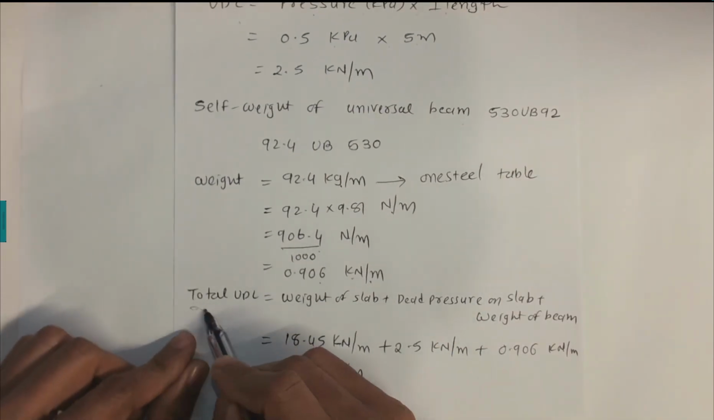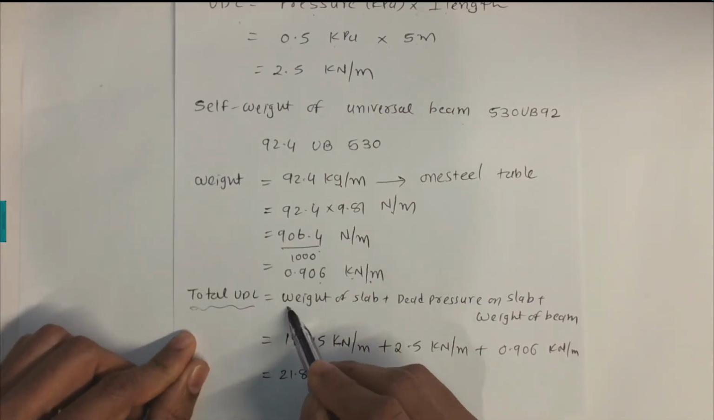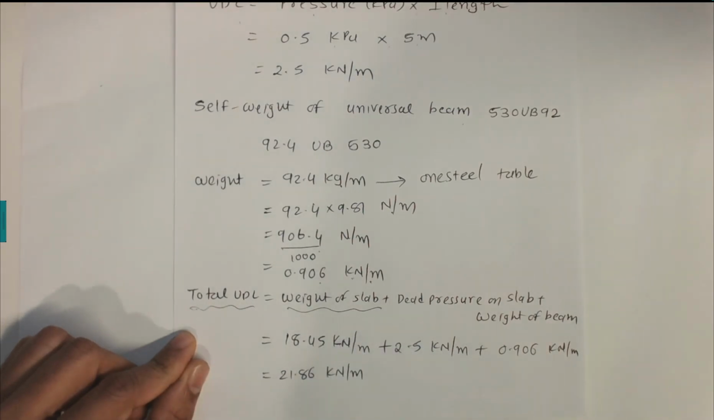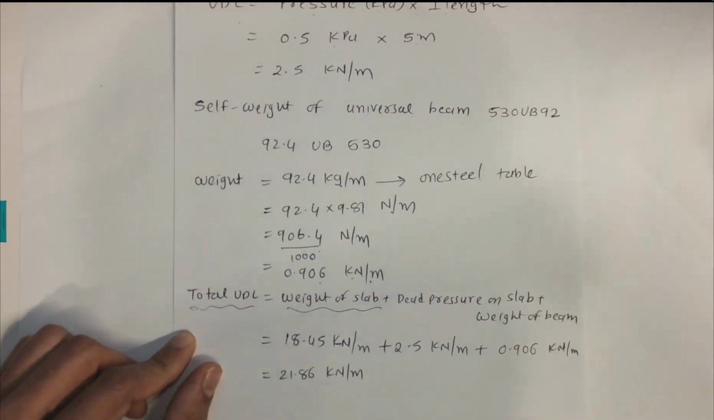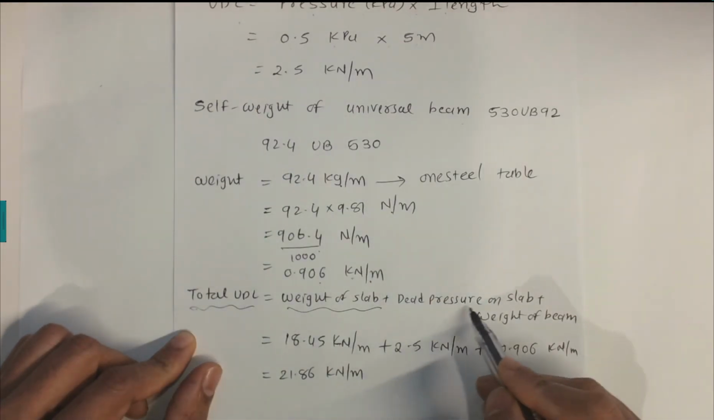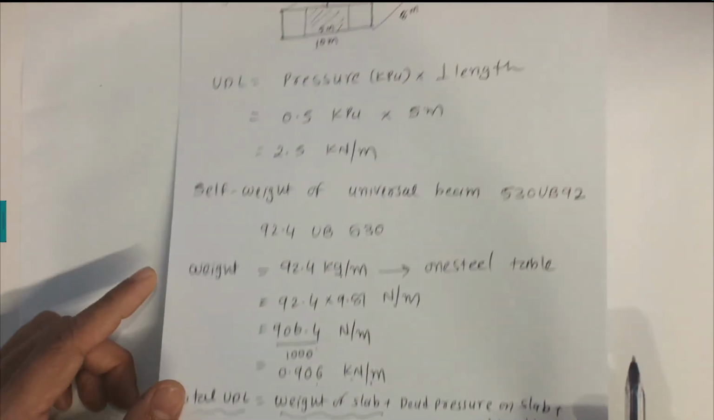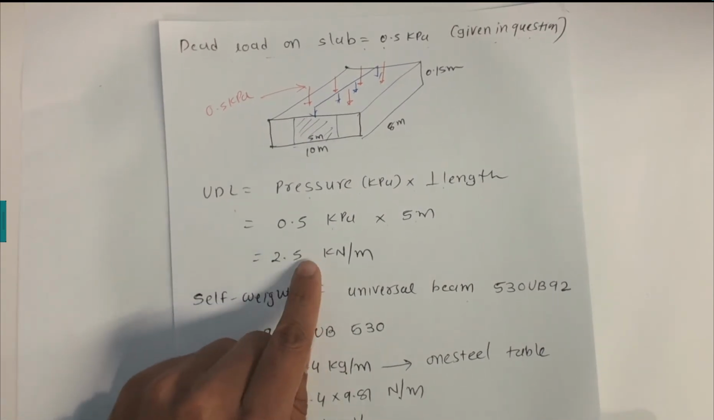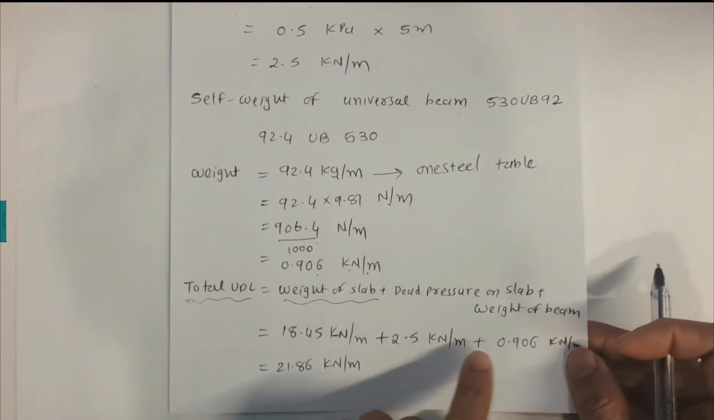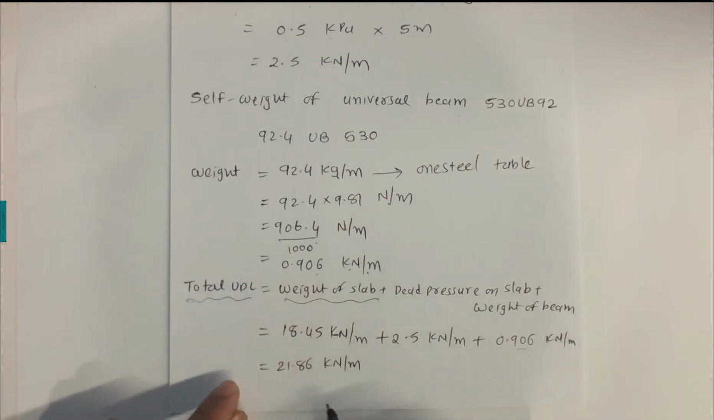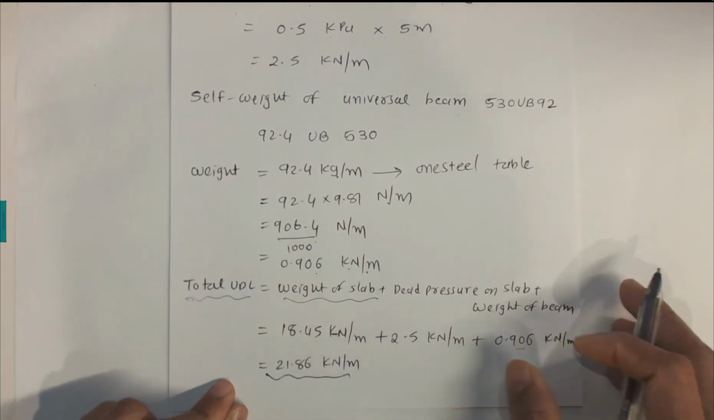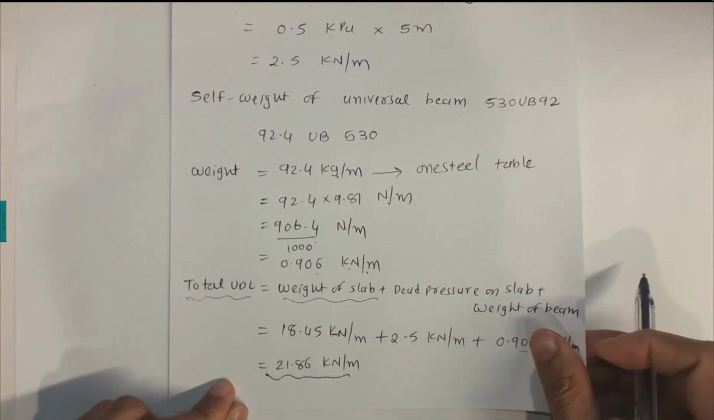Now the total UDL load coming onto the beam is the weight of the slab that we just calculated, which is 18.45 kilonewton per meter. Dead pressure on the slab, so we have 0.5 kilopascal, so that is 2.5 kilonewton per meter. And we just calculated the self weight of the beam is 0.906. So the UDL load coming onto this beam is 21.86.